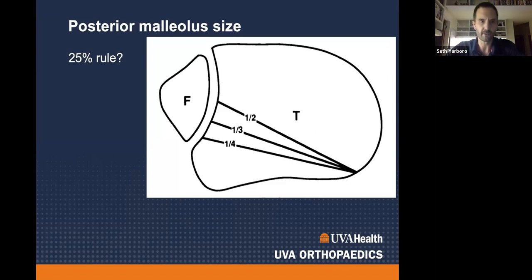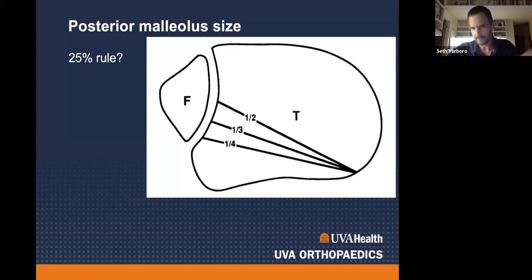So let's talk for a few minutes about posterior malleolus size. We got a few minutes left. So the 25% rule, people throw that around. Where in the world does that come from? Well, a 1991 study from JBJS, they took a cadaver and then sectioned the plafond at these different levels, and they chose common fractions, I guess you'd say, 25%, 33%, 50%, and they cut them off at those different levels.